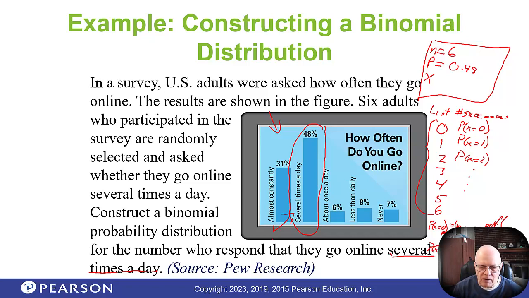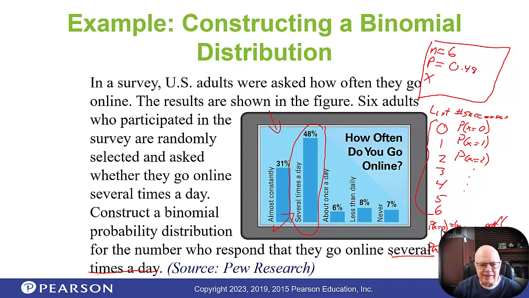So how about the probability that we get one person saying they get on several times a day? Again, go to second VARS, binomial PDF. Sorry, it's a little bit messy. Still 6. Probability is the same. The only thing that's different is we're interested in one success. What is the probability of getting exactly 1?